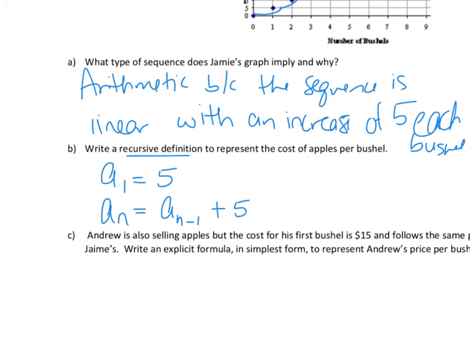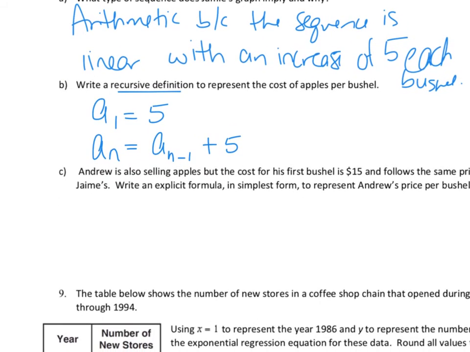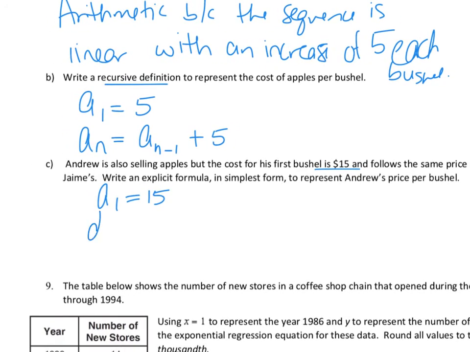All right, it says Andrew's also selling apples, but the cost of his first bushel is 15. So we have his A1 is 15. But it follows the same price pattern, so it's still going up by 5. Write an explicit formula in simplest form to represent his price per bushel. So this is an arithmetic sequence, so I'm going to write my explicit formula by looking at my reference sheet.